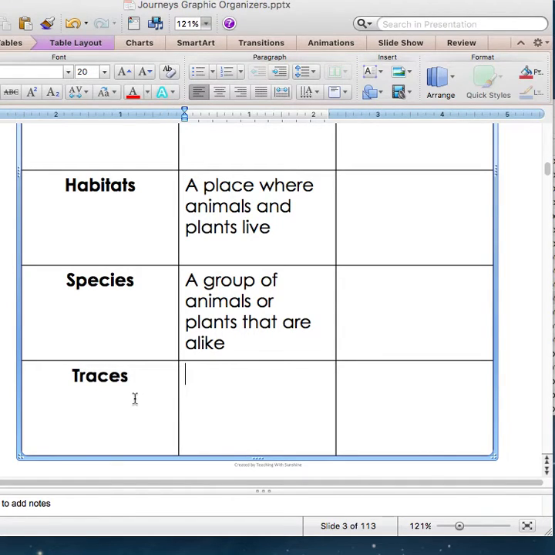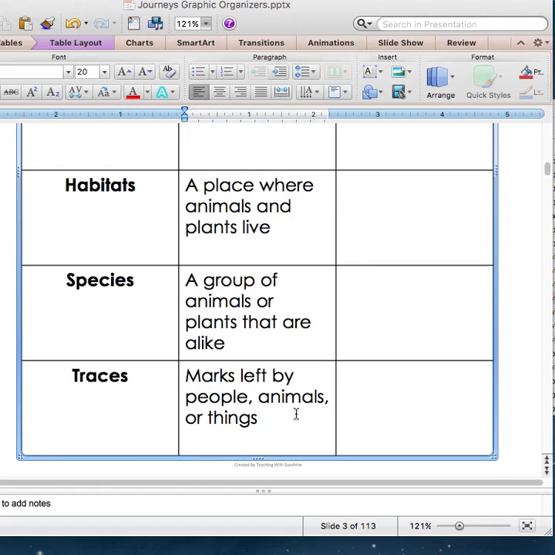And our last word is traces. Traces are marks left by people, animals, or things. So an example of this would be like if there are dog footprints somewhere, those would be like traces. So then you know that a dog left those marks there.